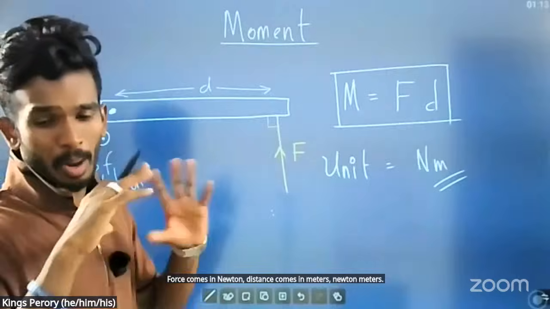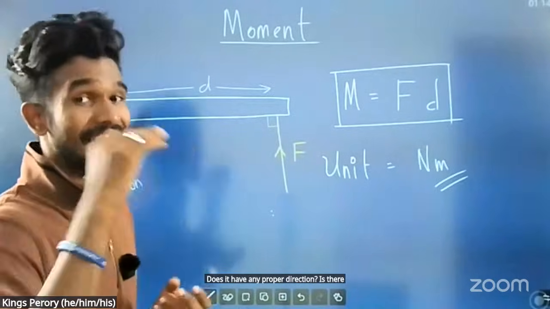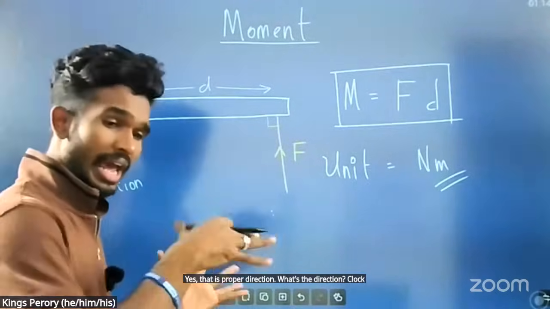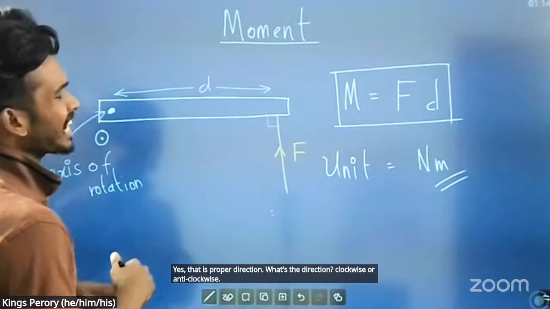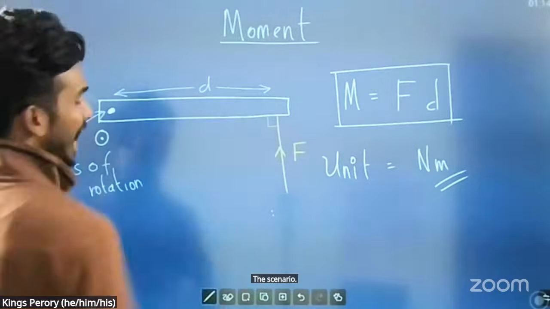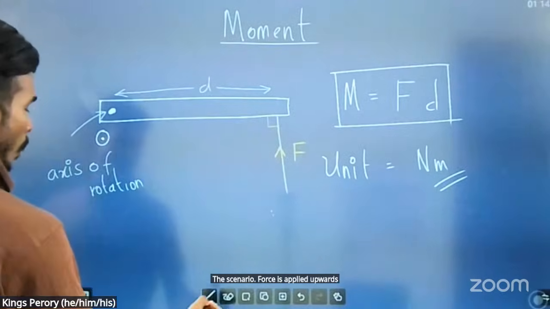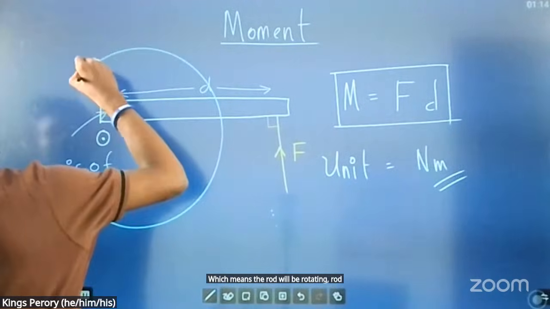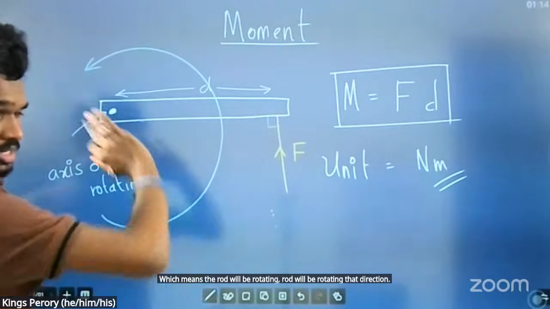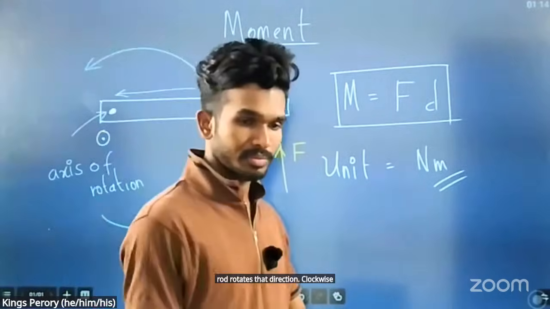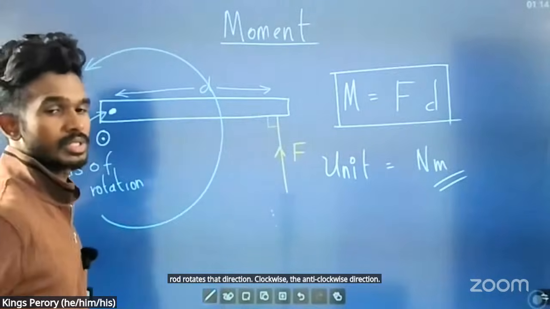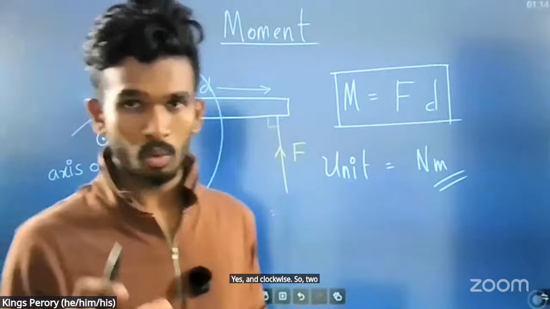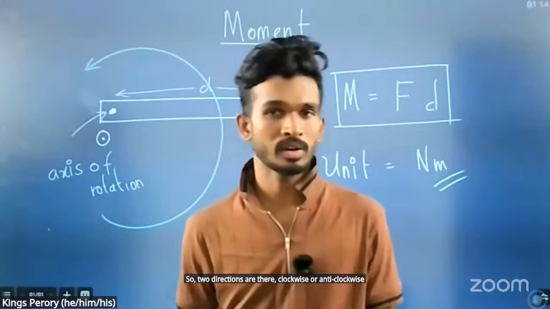Does it have any proper direction? Yes, there is a proper direction. What's the direction, clockwise or anti-clockwise? In this scenario, force is applied upwards, which means the rod will be rotating in that direction. Here, anti-clockwise. So two directions are there, clockwise or anti-clockwise. Here it is anti-clockwise.